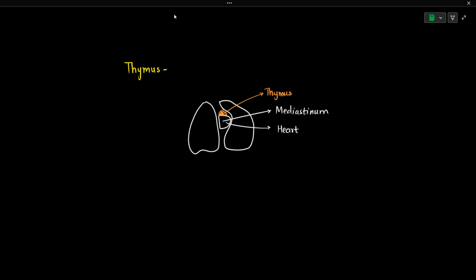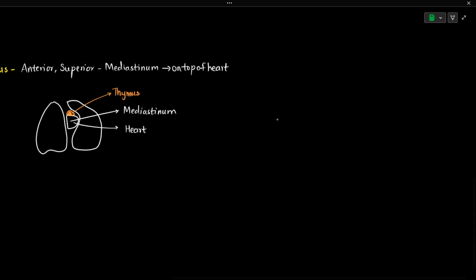So anatomically, when we write about location, we write that it is present anteriorly, superiorly in the mediastinum, on top of the heart. Okay. So if you don't know about the anatomical planes, the three planes that we have, let me just discuss it here.